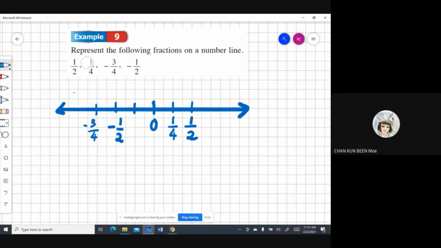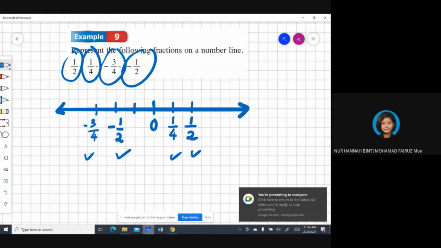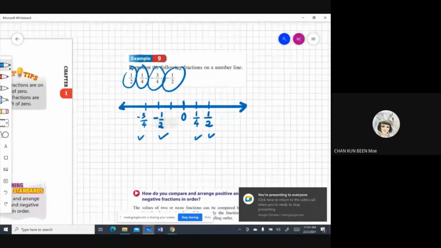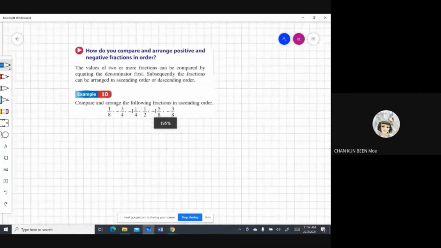So we check again after you have done the number line, you check one by one. 1 over 2, do we have it? Yes, we have it. 1 over 4, do we have it? Yes. Negative 3 over 4, yes. Negative 1 over 4, 1 over 2, yes. Only then your number line is complete. Are you clear? Yes. We move forward to the next one.